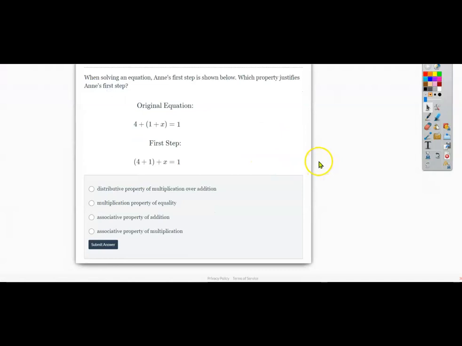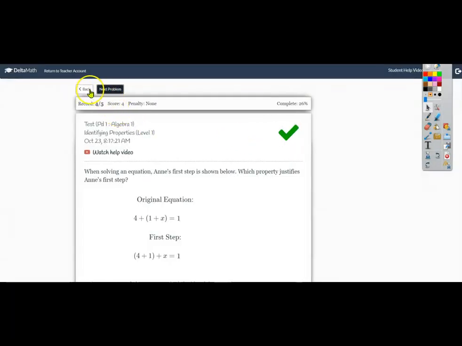One last problem. Again, same as the last one. 4, 1, x, 1. 4, 1, x, 1. So the order of all of the items is the same, therefore it is not a commutative property. And when we look here at the first two items, the grouping has changed from 1 and x to 4 and 1. So that is the associative property of addition, because addition is the property between these items.